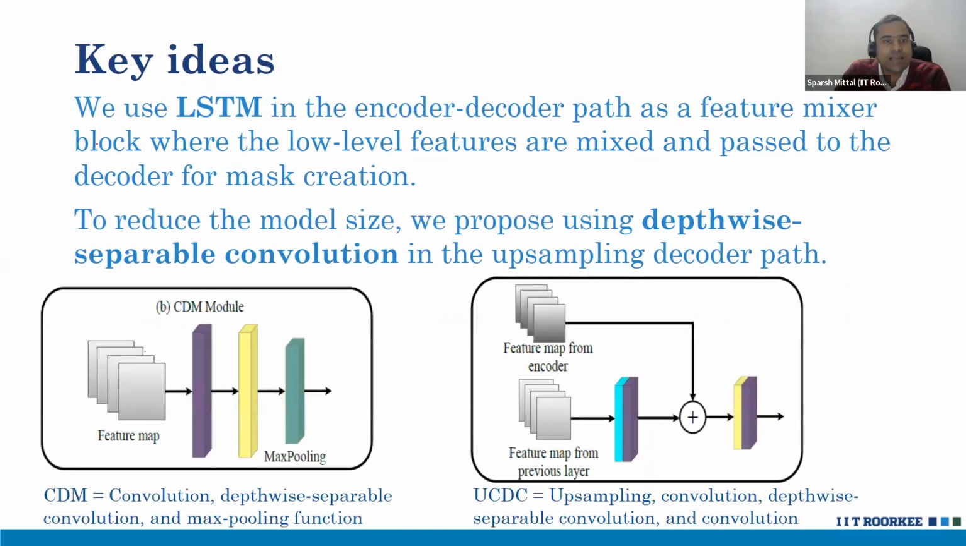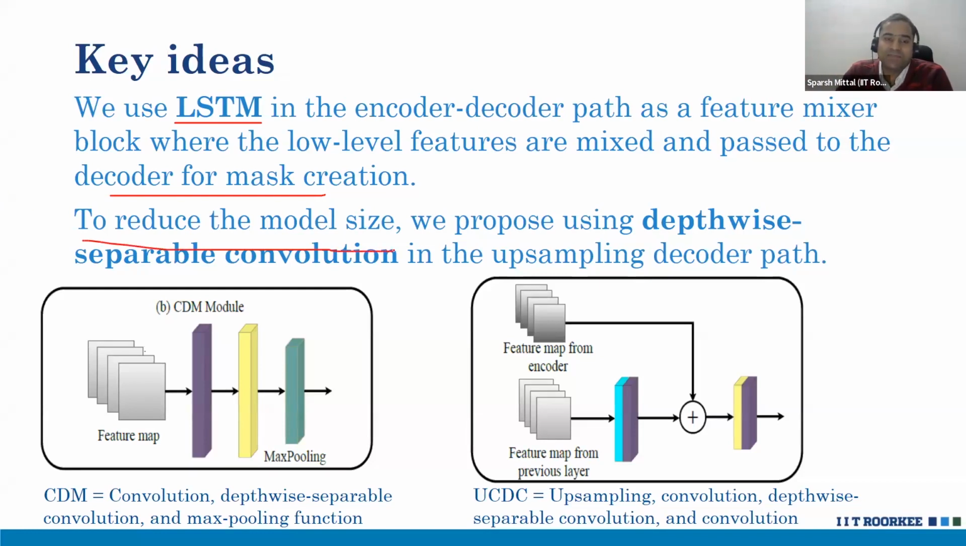Then here also we use LSTM in the encoder decoder path. I explained this: the whole thing was encoder decoder, and in between we have this LSTM, which acts as a feature mixer block, where the low level features are mixed and passed to the decoder for mask creation. Our ultimate goal is to create a mask. I will show you some sample masks.